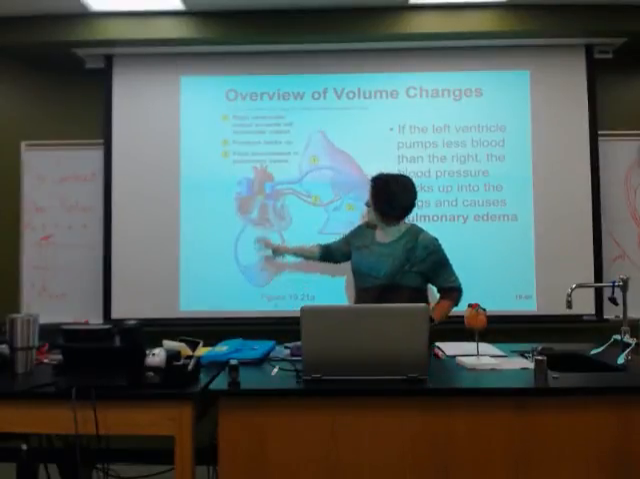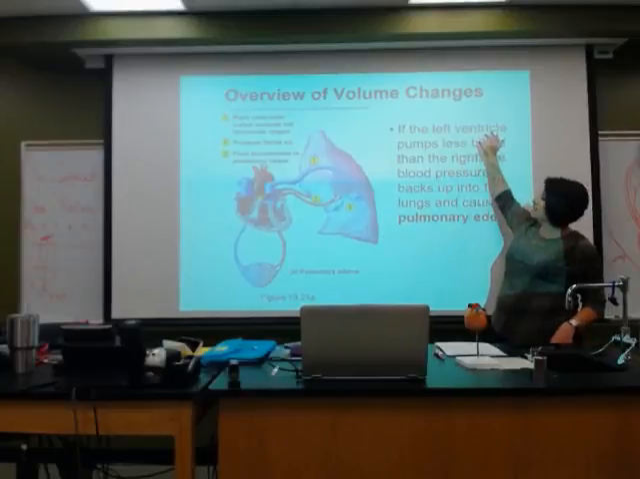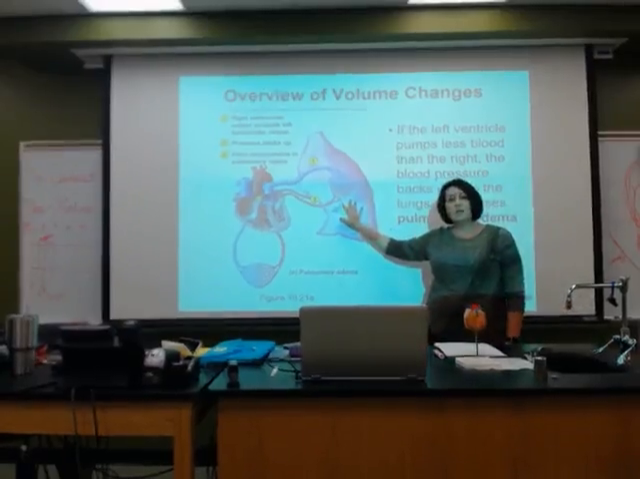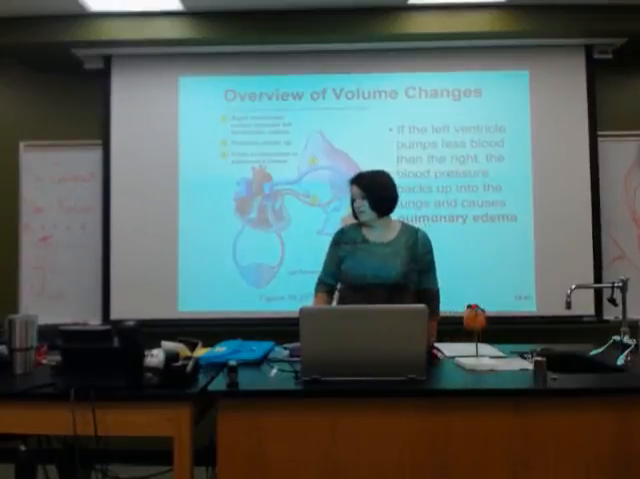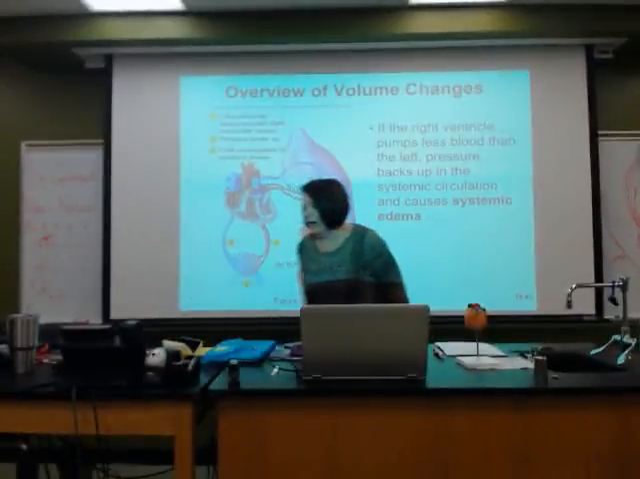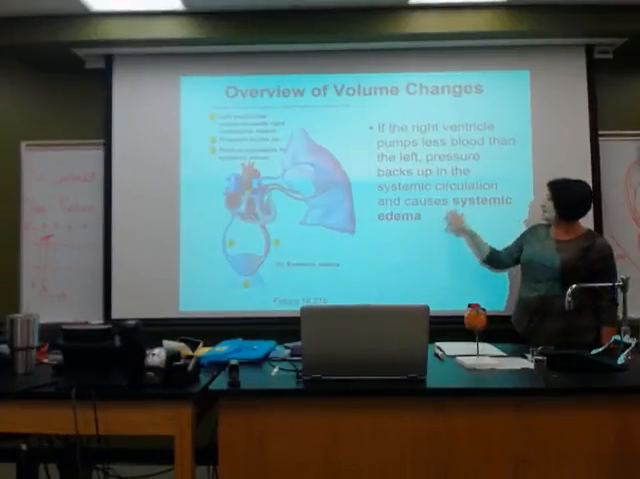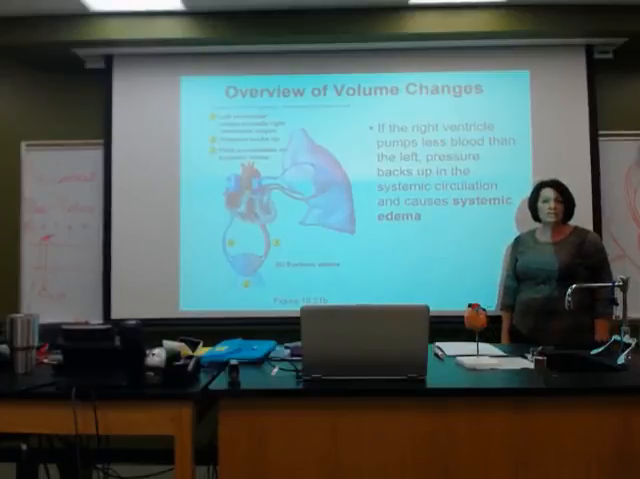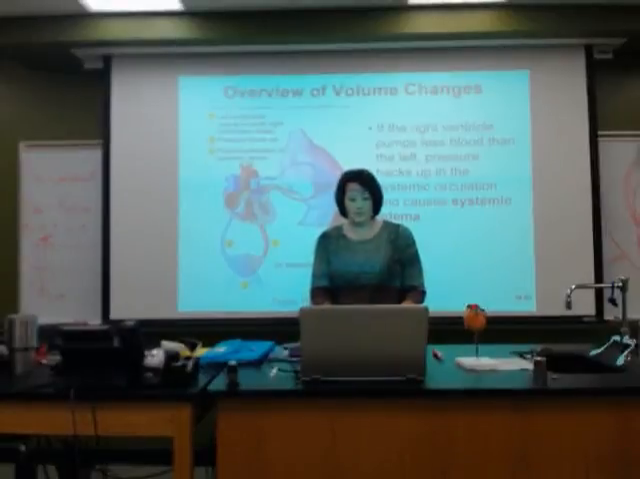So this is what would happen if we get the left ventricle not functioning properly. We'll get the backup into the lungs and the fluid buildup there, being the pulmonary edema. If we get the backup from the right side, it can be systemic or just the generalized overall edema. So it's really interesting what can happen.